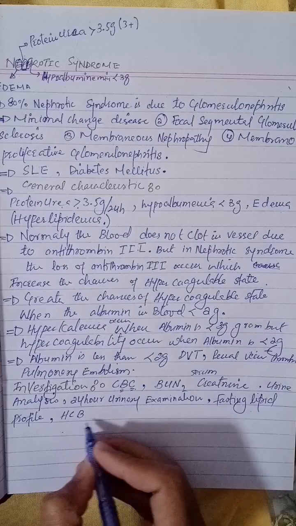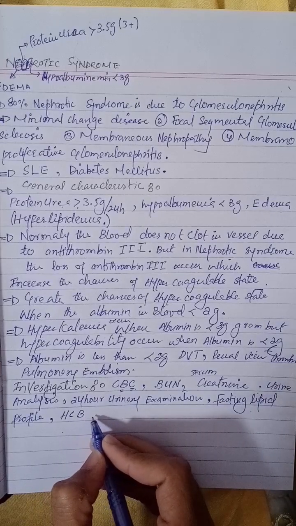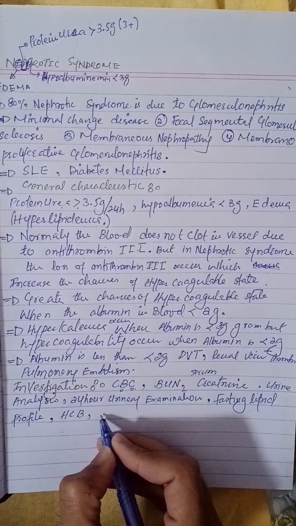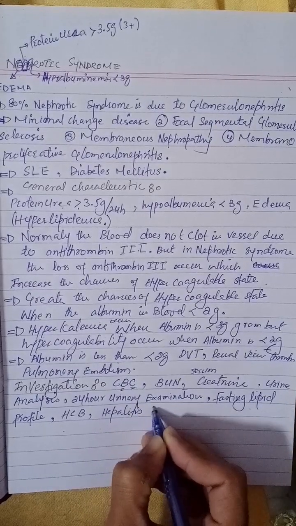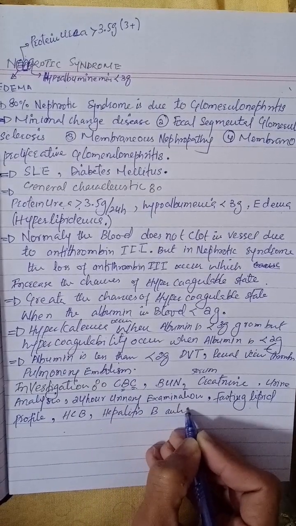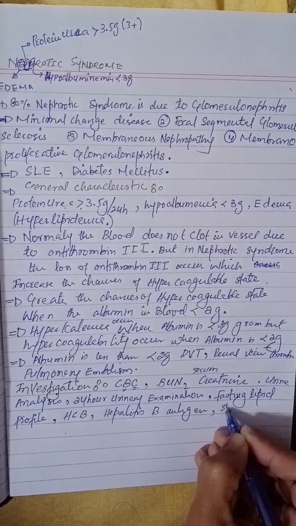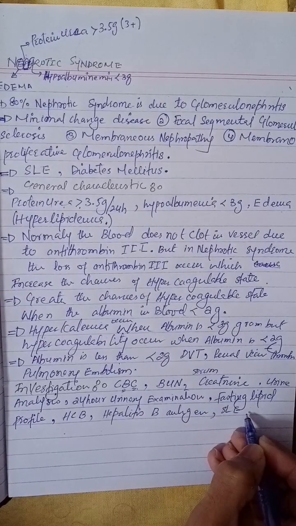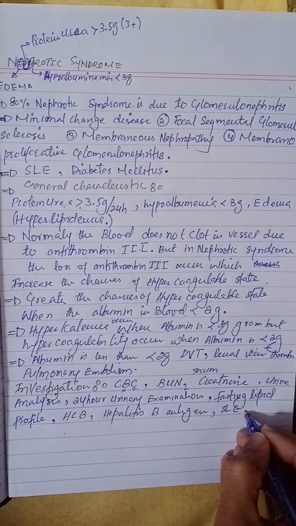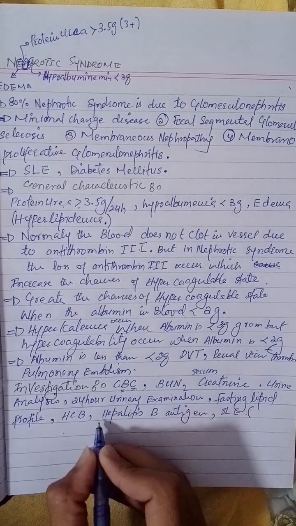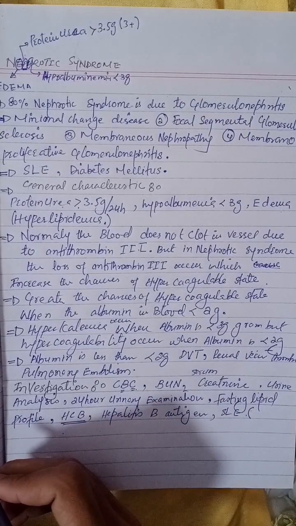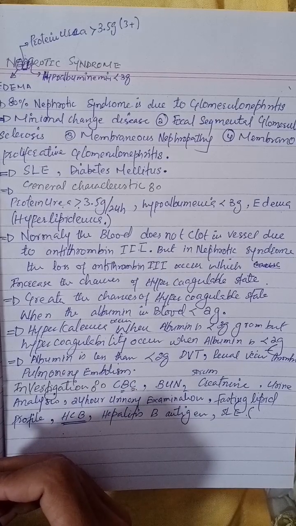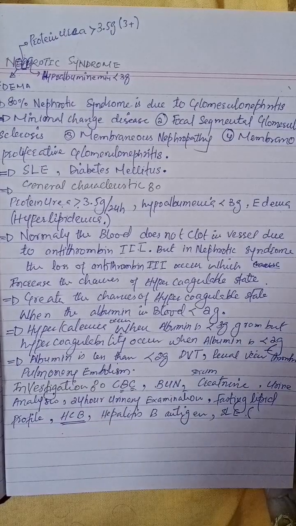And after that, we will perform hepatitis C and B, hepatitis C virus antigen and hepatitis B antigen, and after that SLE. Why are we performing the hepatitis B and C antigen tests? Because some nephrotic syndrome is caused by hepatitis B and hepatitis C virus, as in membranous nephropathy.